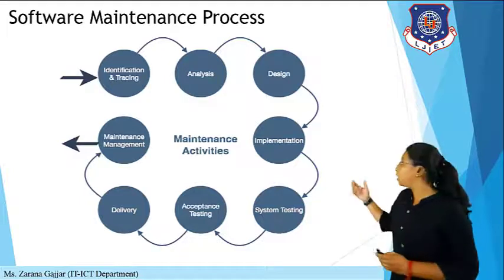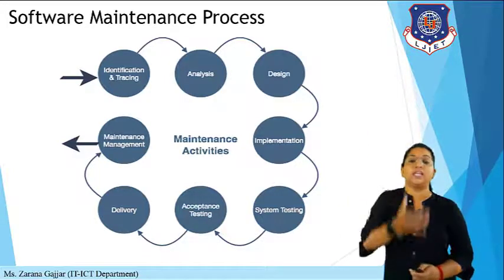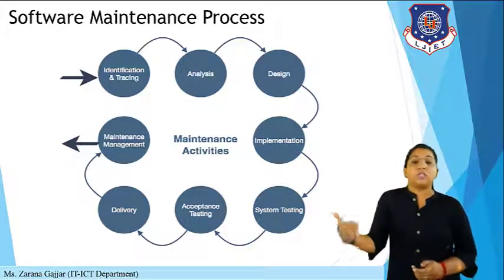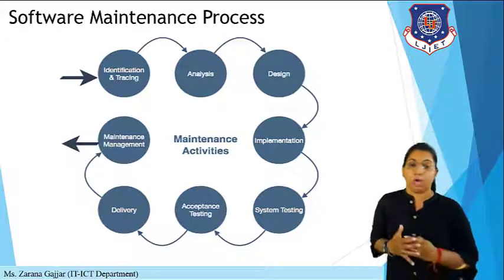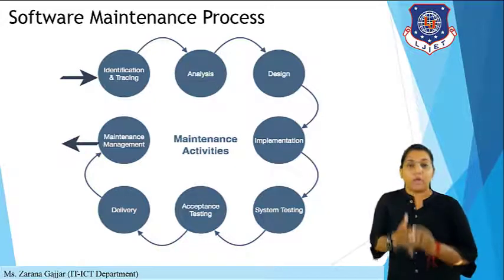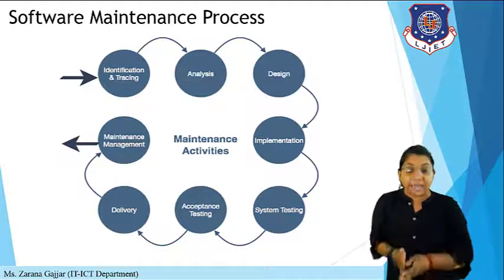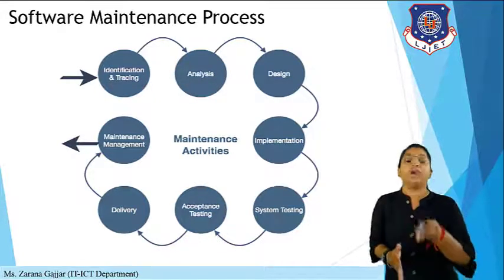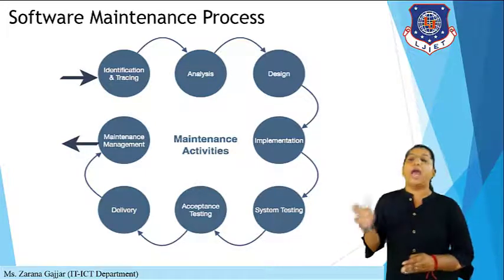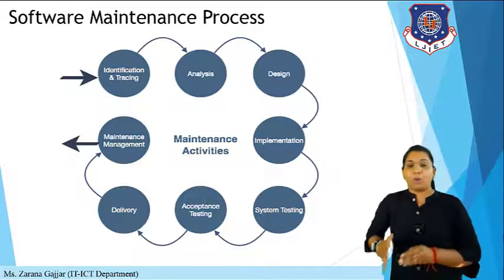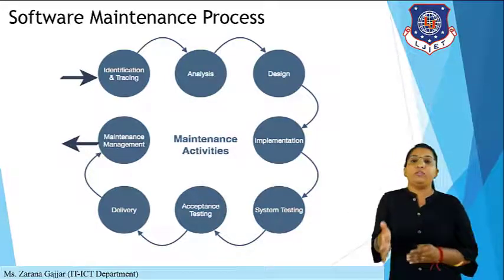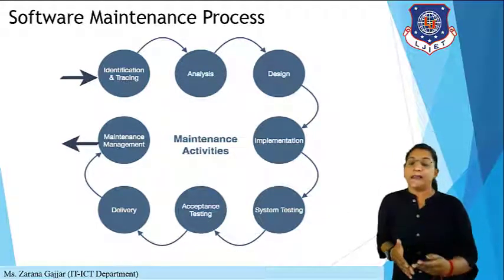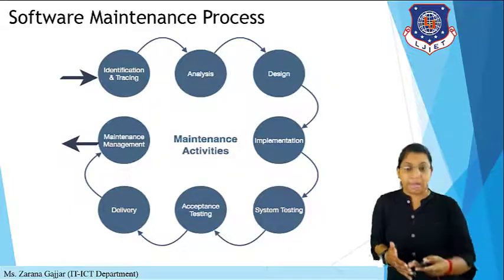In the diagram you can see there are various phases. Starting with identification and tracing of that particular software, you have to identify what you have to maintain. Then you have to analyze the problem, whatever the problem in your software. After that, you have to coordinate with the design team for better design.